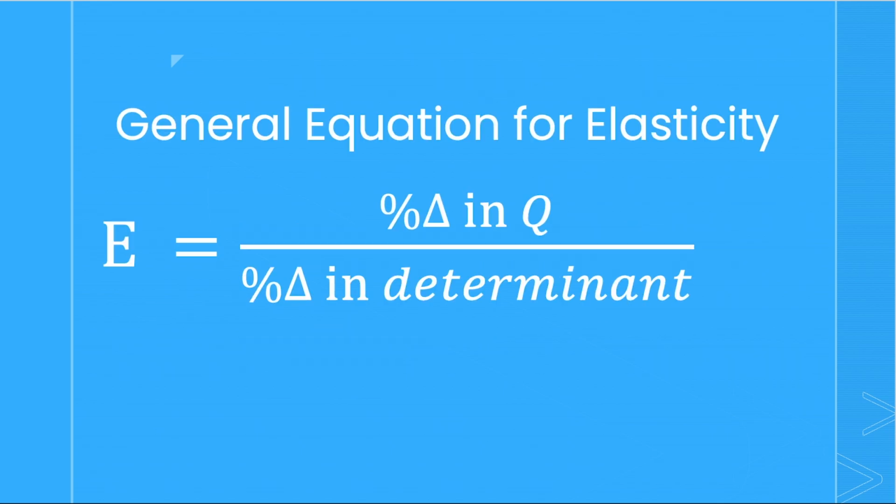Now, if you were to take all 4 of these elasticities and try to make an equation that suits all of them, it would look something like this. Elasticity is equal to the percentage change in quantity, either demanded or supplied, divided by the percentage change in determinant. And the determinant could be price or it could be income. And you simply take the percentage change in both of them.